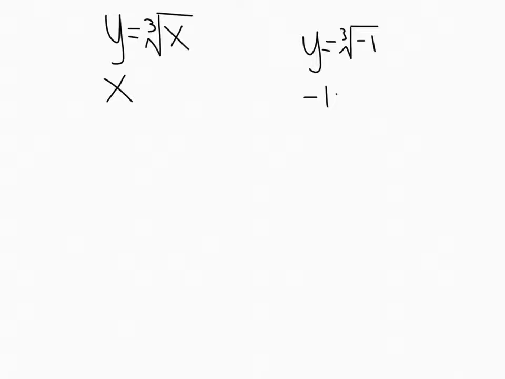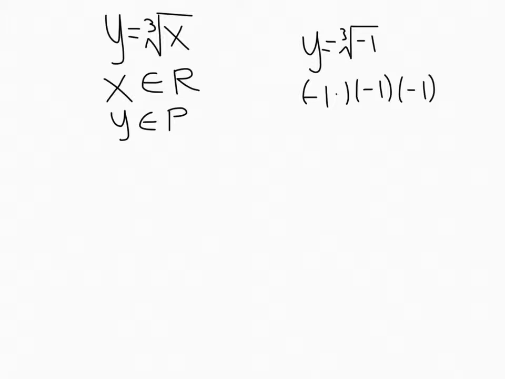Is -1 times -1 times -1 equals -1. So it's okay for you to have a negative number inside the radical expressions when your index is an odd number. So please remember that. Basically, our domain for the cube root, x can be any real number. Correspondingly, your y can be any real number as well. So again, domain is the x value, range is the y output.